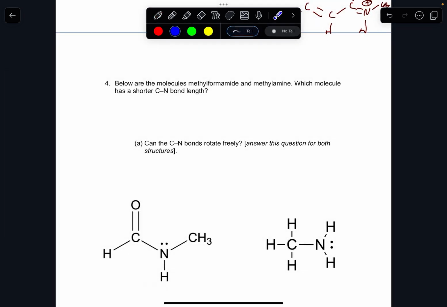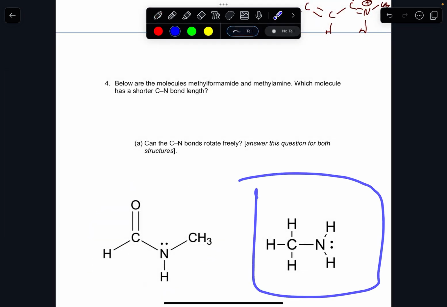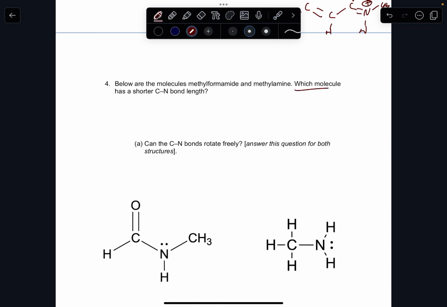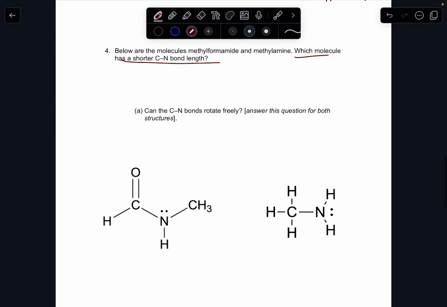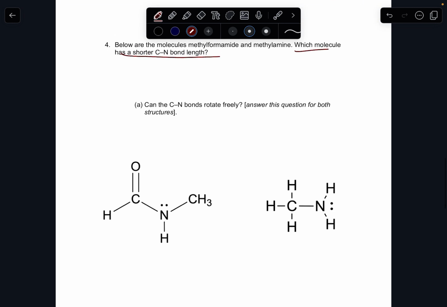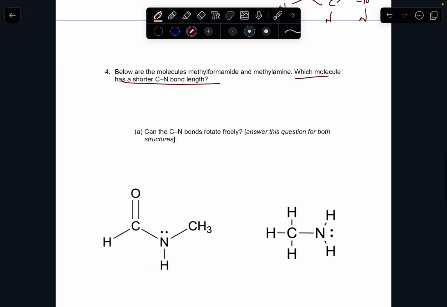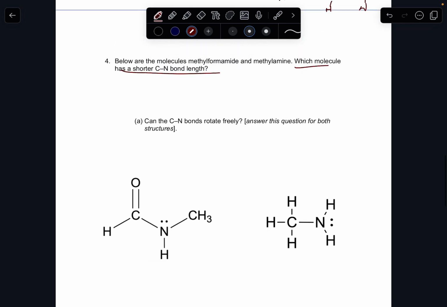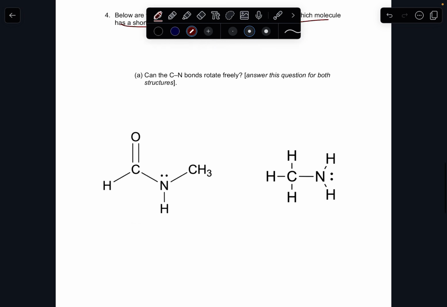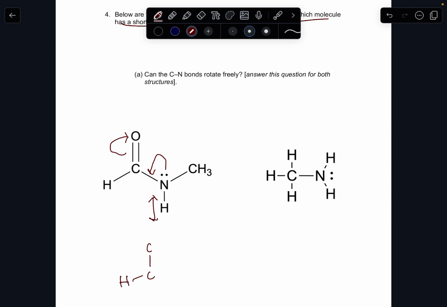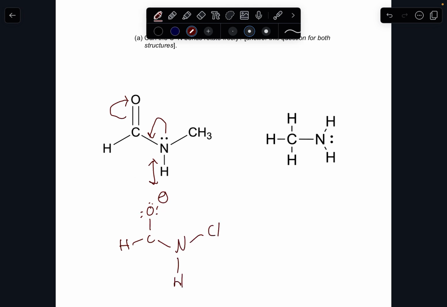Below are the molecules methylformamide and then methylamine. It's asking which molecule has a shorter C to N bond length. This worksheet is on resonance, but I imagine on an exam, when you're not thinking about resonance, it would be a little hard to answer this question. However, we can clearly see a difference here between these 2 molecules. Here we can draw a resonance structure where we push these electrons down, push those electrons up. Like this.